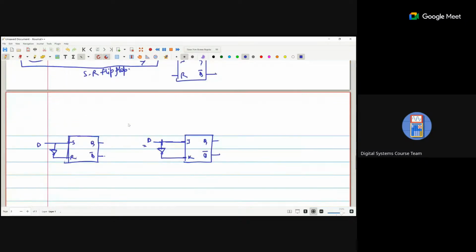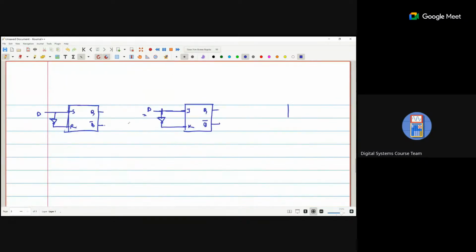Now if we are talking about the T flip flop, it will be designed with the JK flip flop. T will be obtained when J and K are both the same, so we are shorting them. T, Q, Q bar. We can implement it with the D also. So D, Q, Q bar.